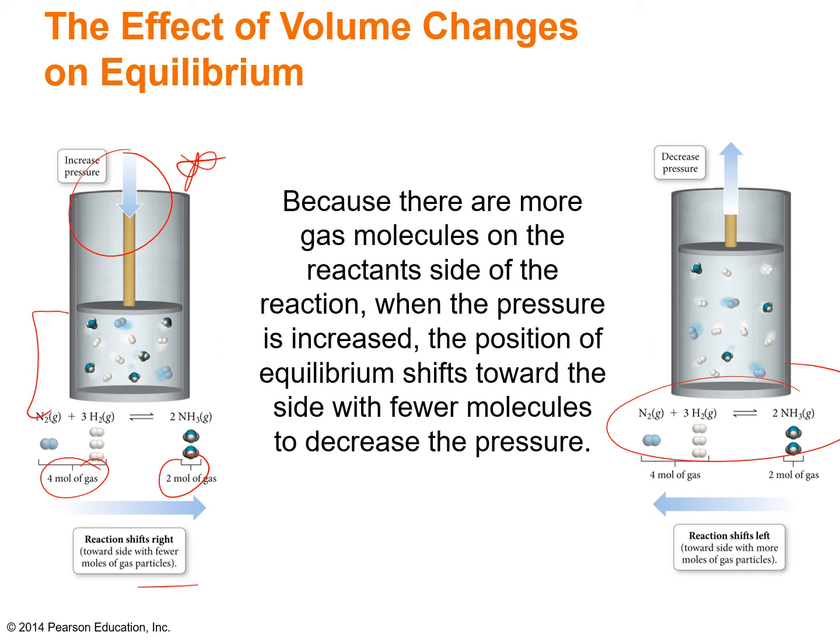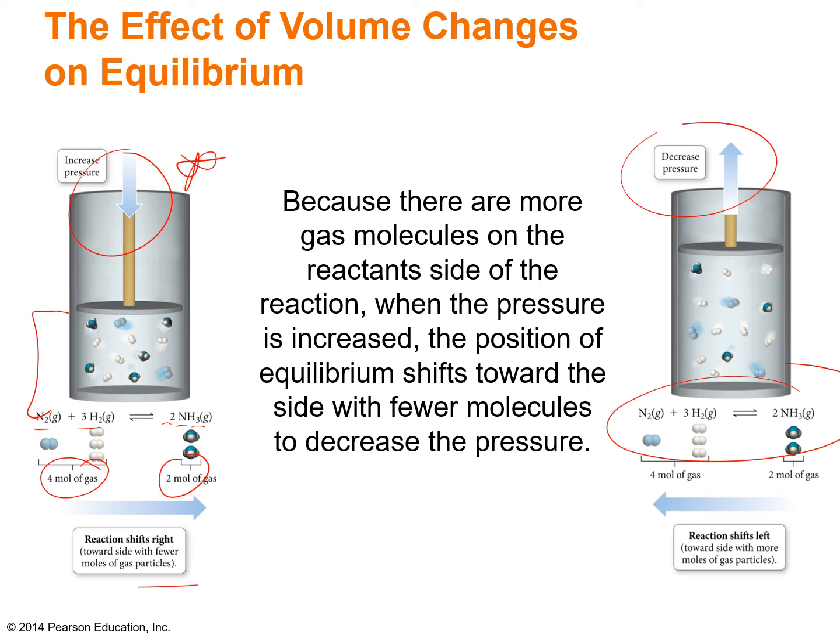Again, the law of mass conservation still exists. Notice we still have 2 nitrogens on this side, 2 nitrogens on this side, 6 hydrogens on this side, and 6 hydrogens on this side, right? But we're talking about moles here, not losing atoms. Now, what happens if we decrease the pressure?